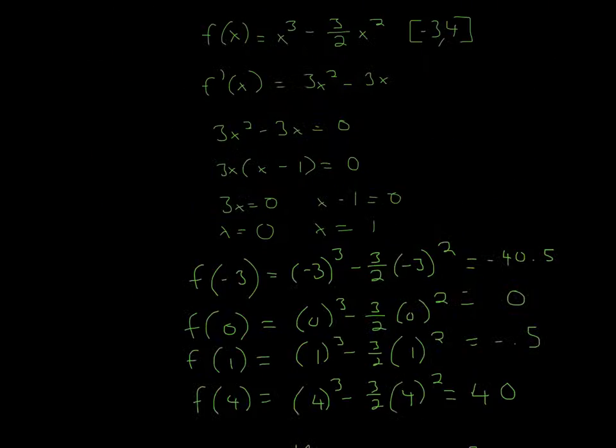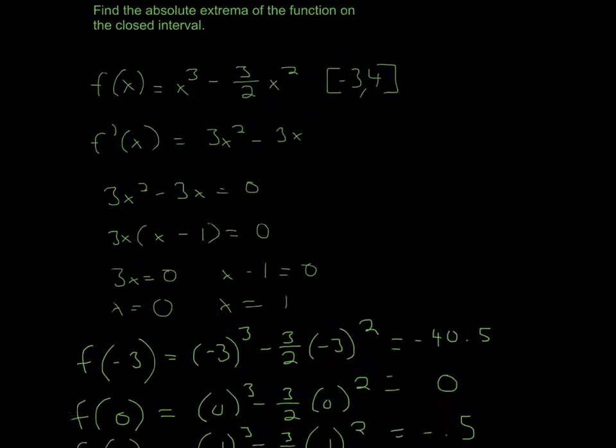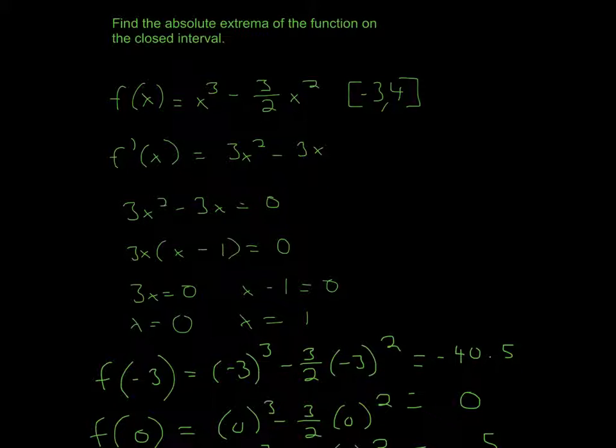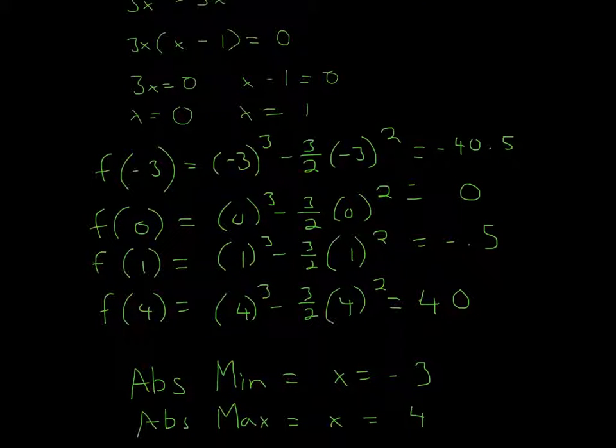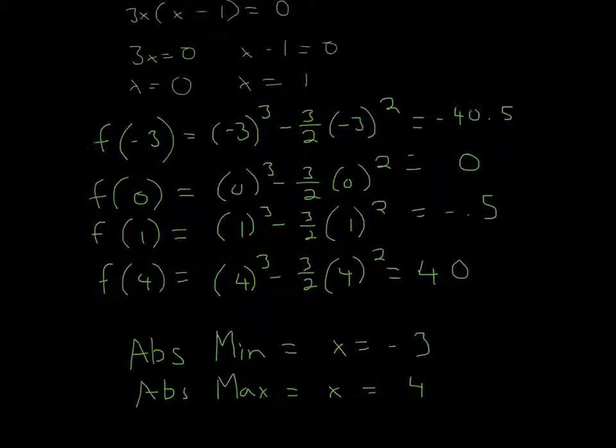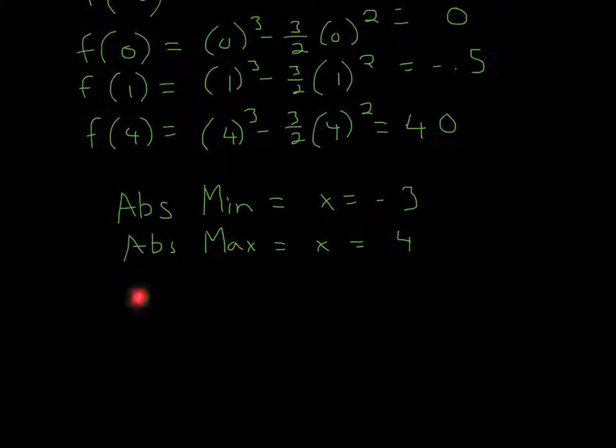So to recap, what we did was we take the function, take the derivative, set it to 0, take those critical points, plug them into the original function, plug the endpoints into the original function, and look at the largest and smallest number. That will give us our absolute min and absolute max, which is x equals negative 3 and x equals 4.